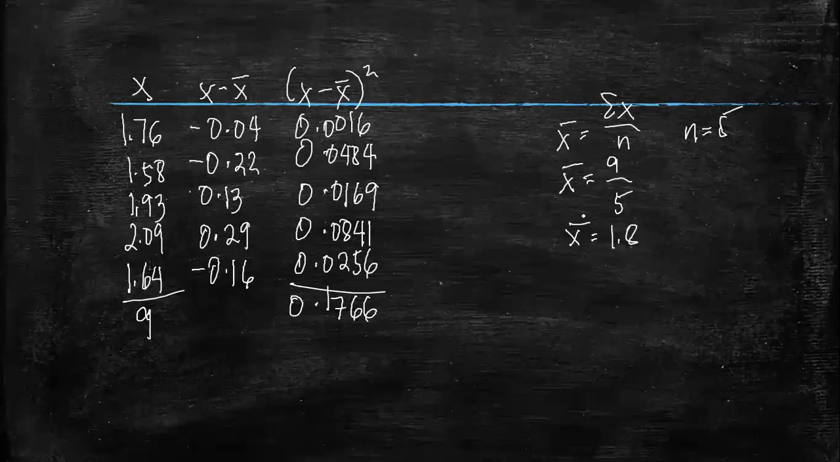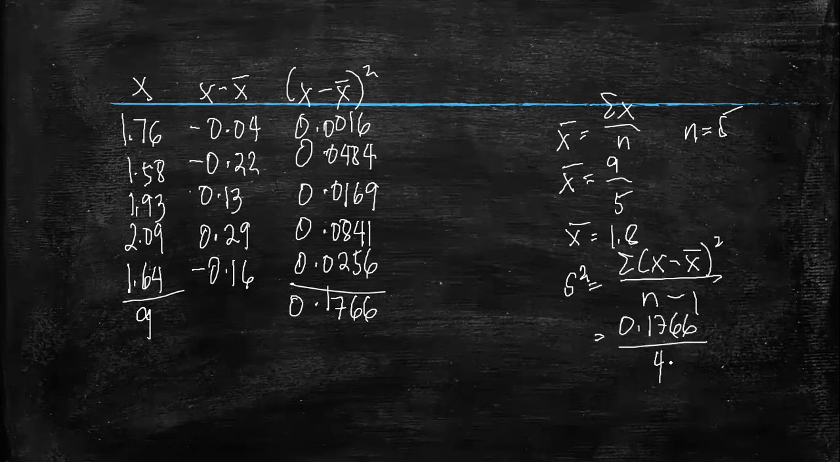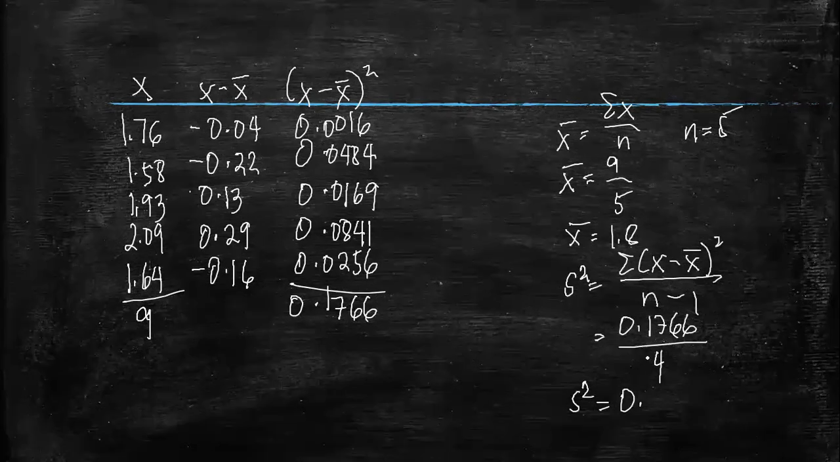So, ano yung formula ng ating variance? So, we have s squared. So, s squared is equal to the summation of x minus x bar squared over n minus 1. Dahil siya ay sample variance, kaya may minus 1. So, 0.1766 divided by 4 na lang. Bakit 4? 5 ang ating n. So, magma-minus 1, magiging 4. So, our variance rather is what? 0.04415.